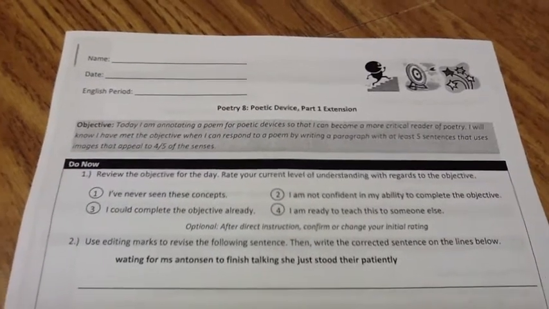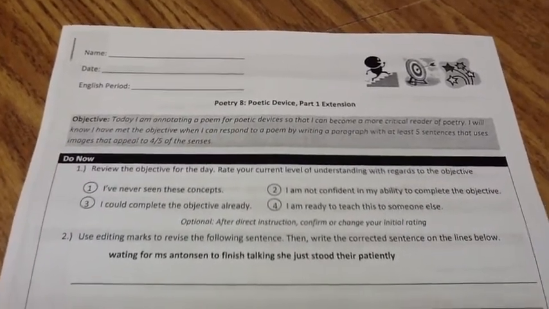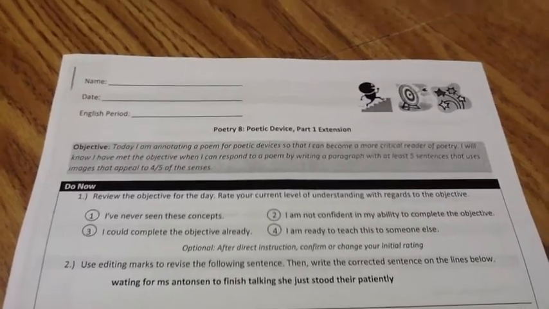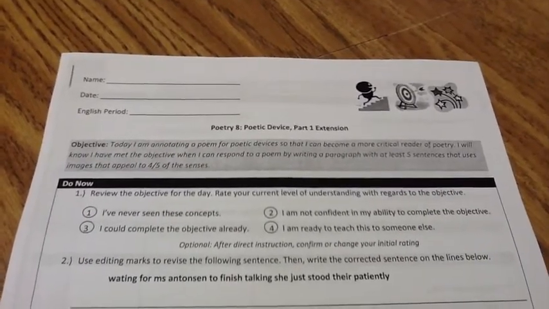Good morning. Today we are doing Poetry Lesson 8, Poetic Devices, Part 1, Extension. Please remember the CHAMPS if you are using the computer.